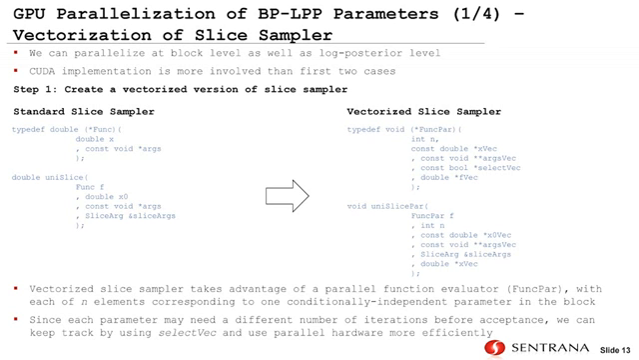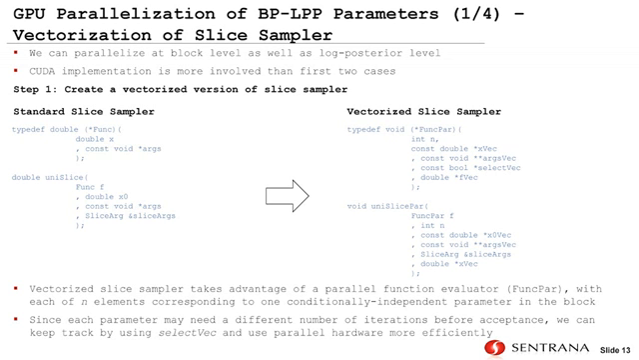The reason we need this is because when you're doing slice sampling or any type of sampling, you always have an acceptance or rejection criteria. So you're going through this iterative process, and at each step, some of your parameters are accepted, some of them are rejected.